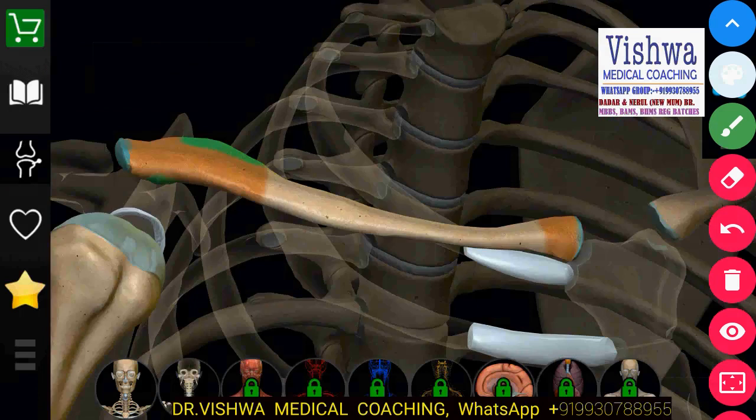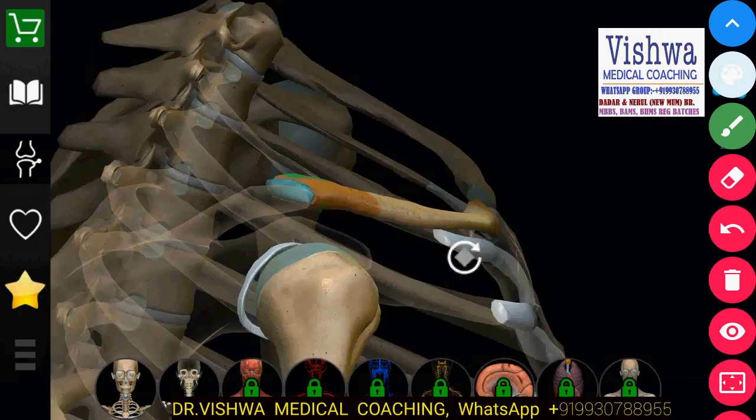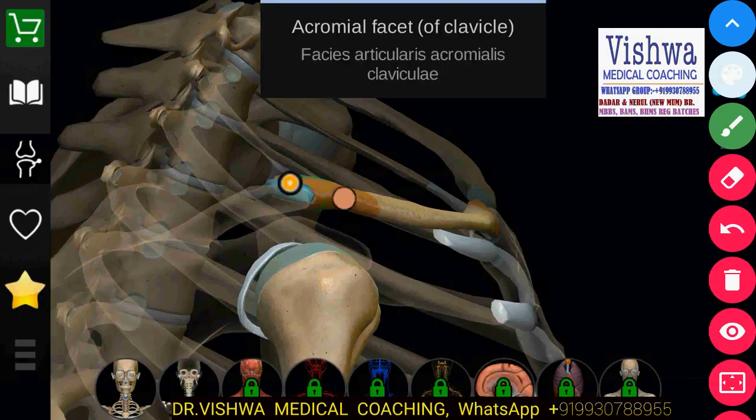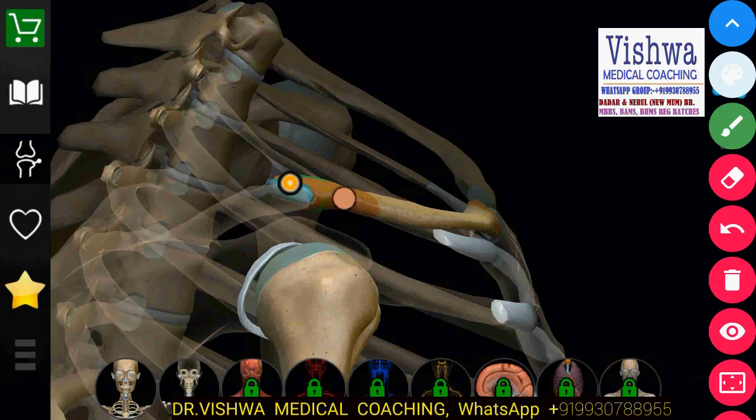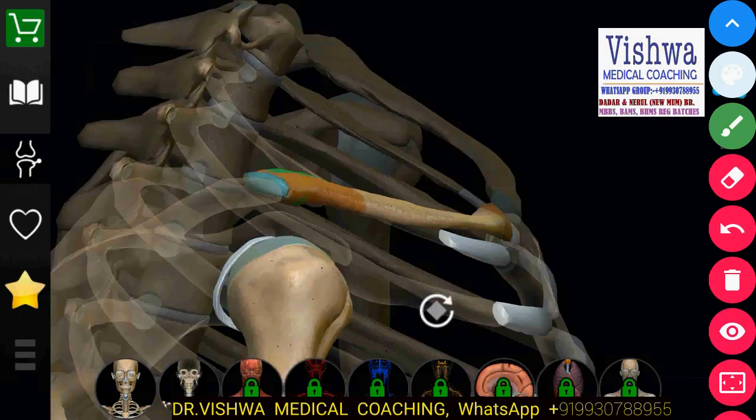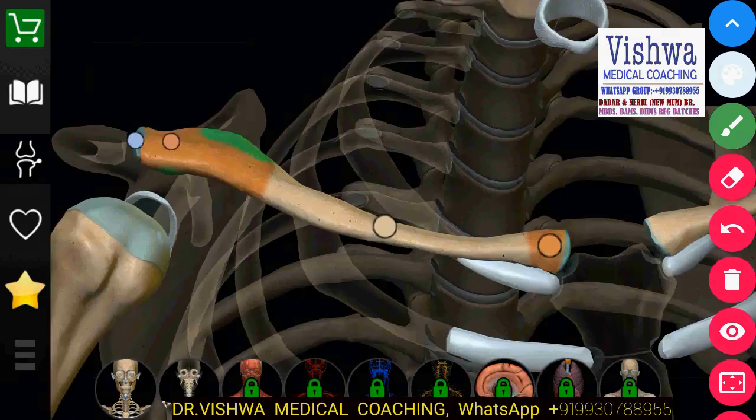Let's see what exactly the lateral end has. The lateral end has the acromial facet of the clavicle, where the acromion process is getting attached. If you can see, this is where the acromion process is getting attached with the acromial end of the clavicle. So, this is the description we are supposed to remember.